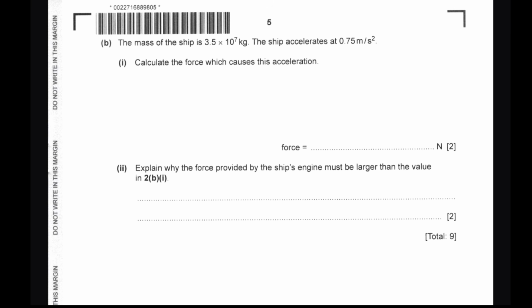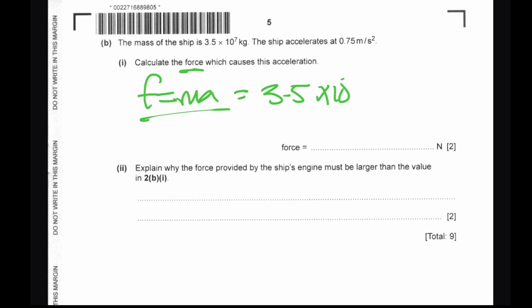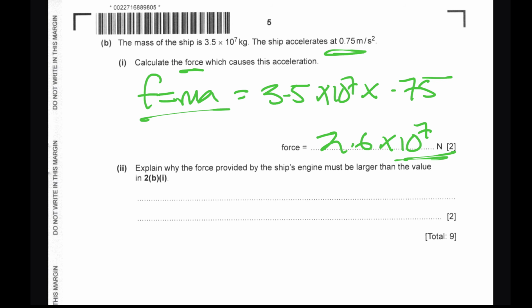The mass of the ship is 3.5 times 10 to the power 7 kg. The ship accelerates at 0.75 meters per second squared. Calculate the force which causes this acceleration. So F is equal to ma. The mass is 3.5 times 10 to the power 7, into the acceleration, which is a very small value, 0.75 meters per second squared. Always make sure you have the right units. So your answer is going to come around 2.6 times 10 to the power 7 newtons.